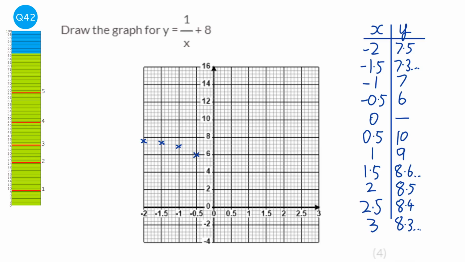Okay, then at 0.5, we've got 10. Then 9. Should be about there. Then 8.6. 8.5. 8.4. It's very difficult to do it from these ones. 8.3. Okay. Now, this 0 here, it kind of tends towards infinity, both positive and negative.